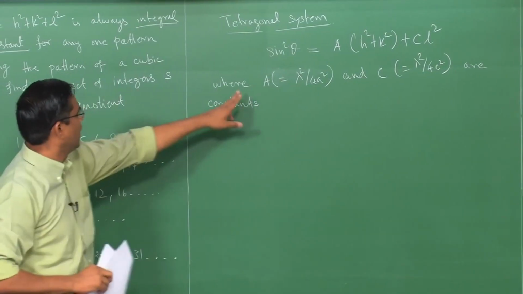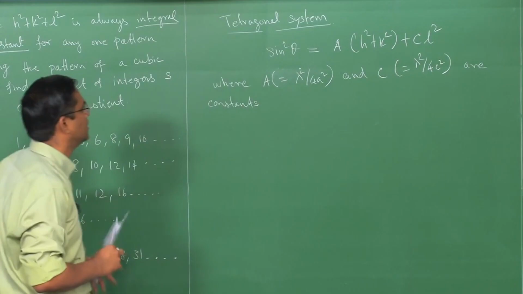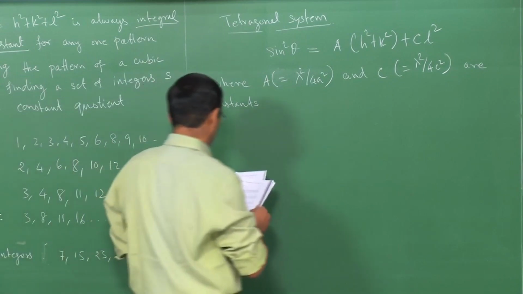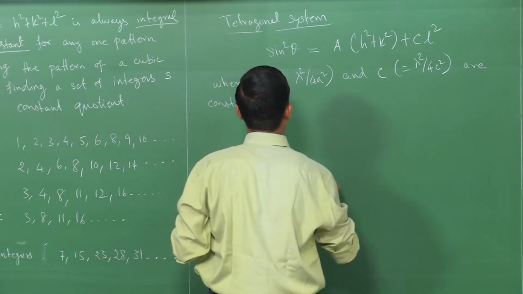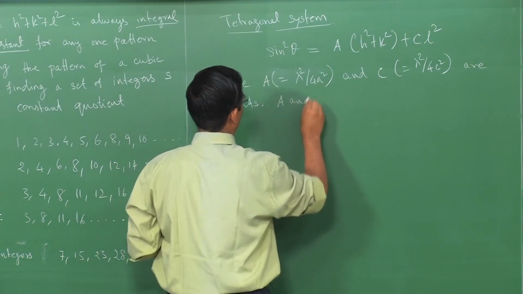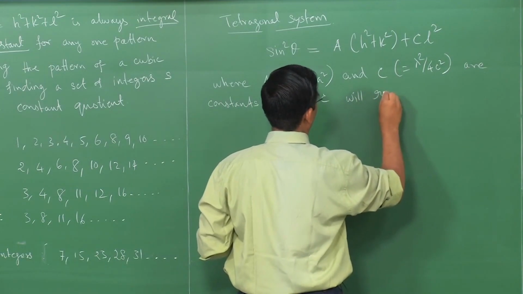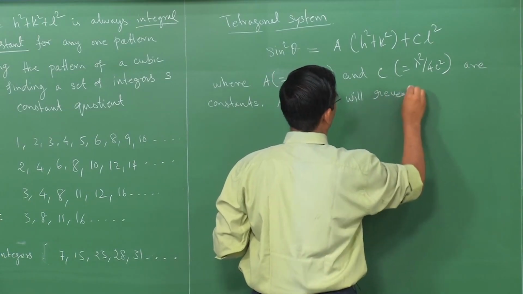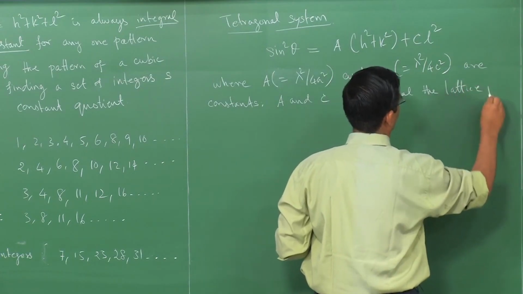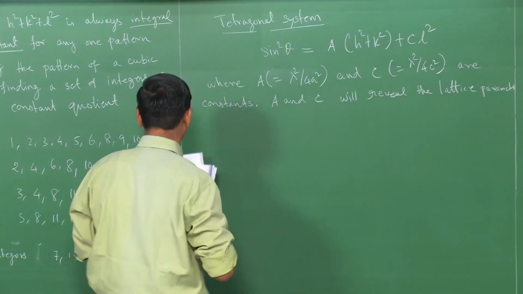So, where you have A is equal to lambda square by 4a square and C is equal to lambda square by 4c square are constants, and now we have to find out these values using this kind of method. So, A and C will give you lattice parameters.